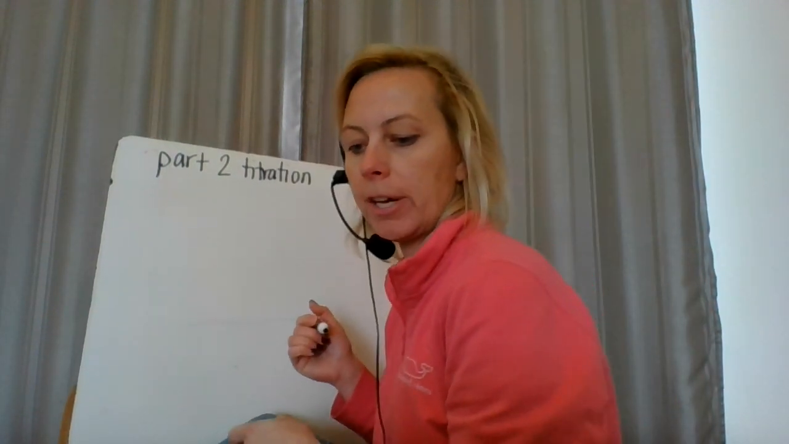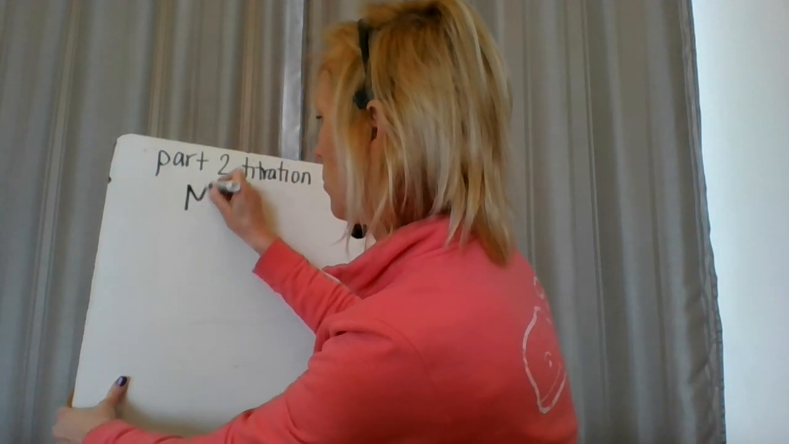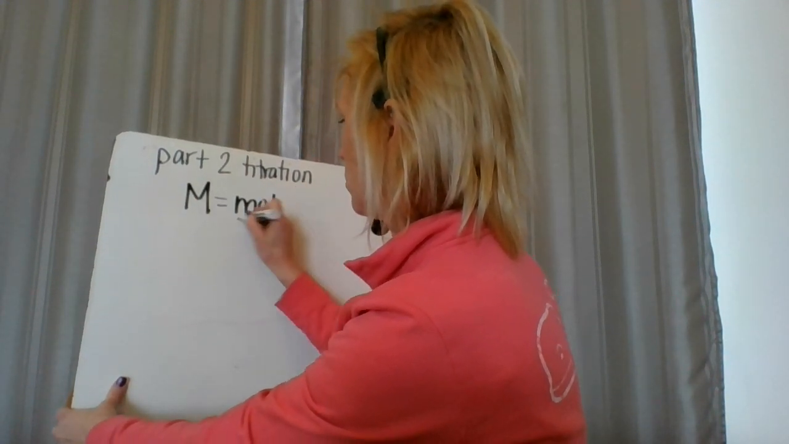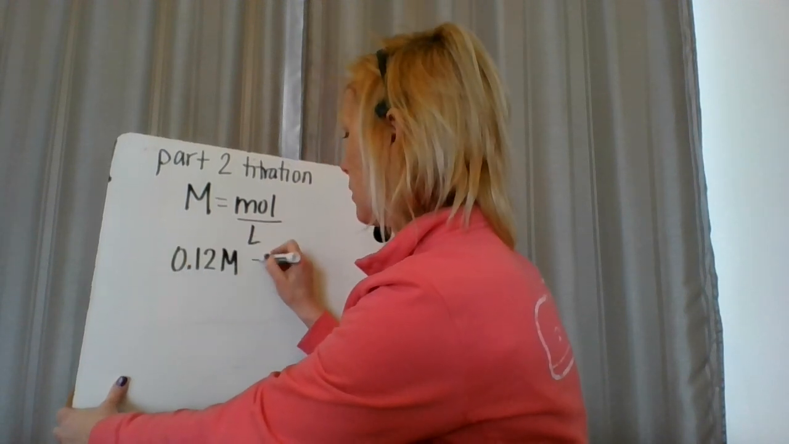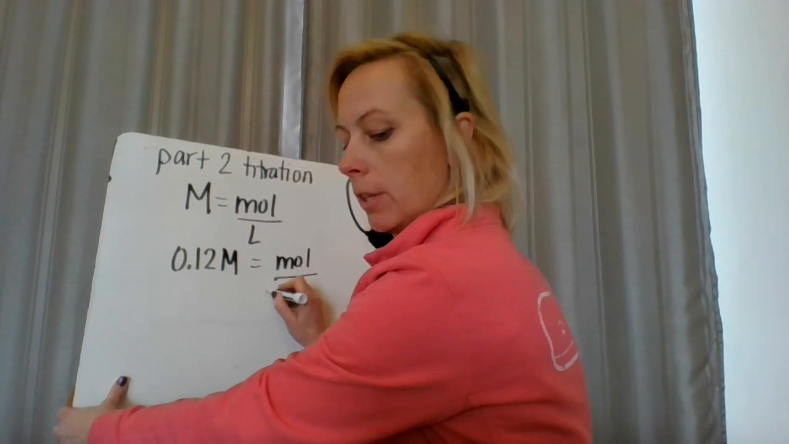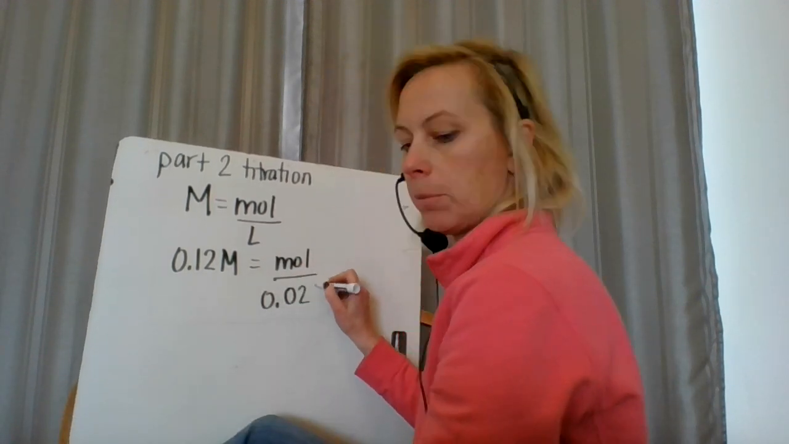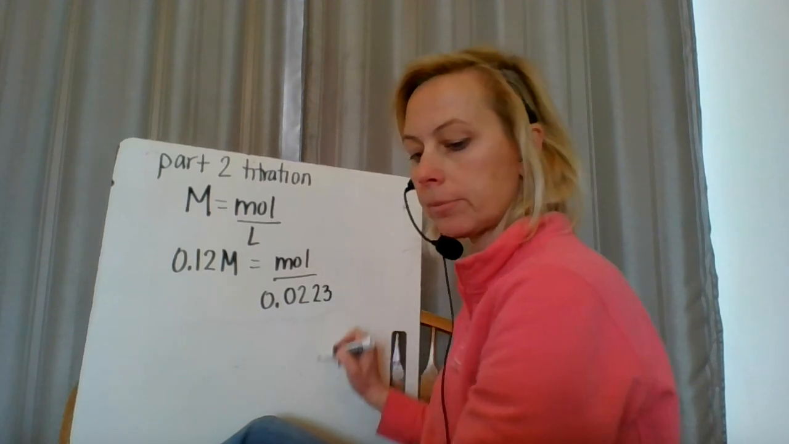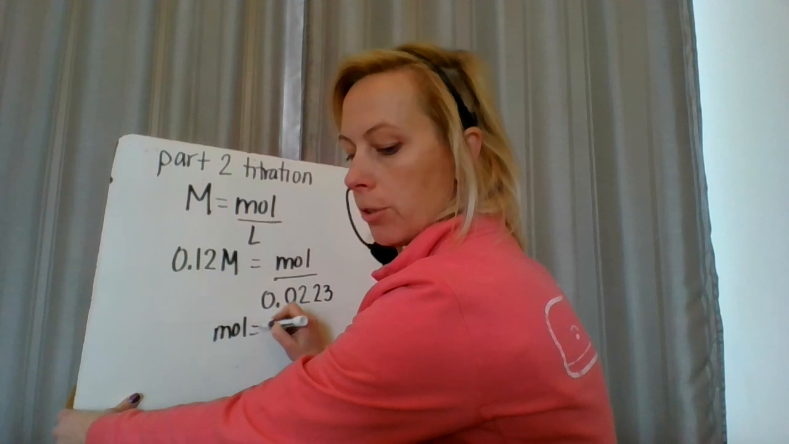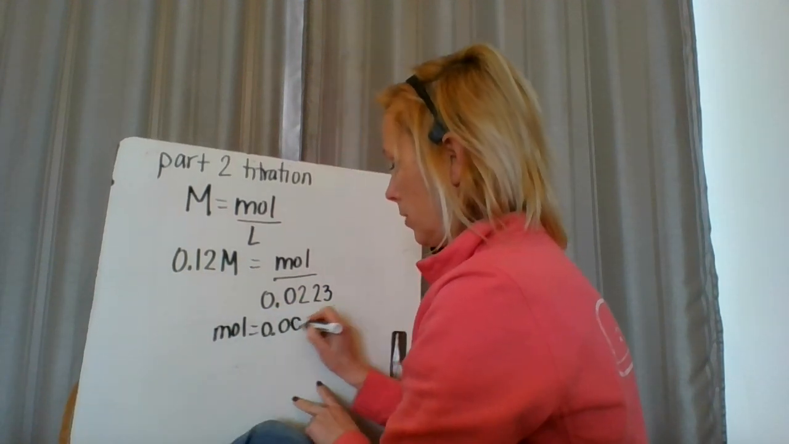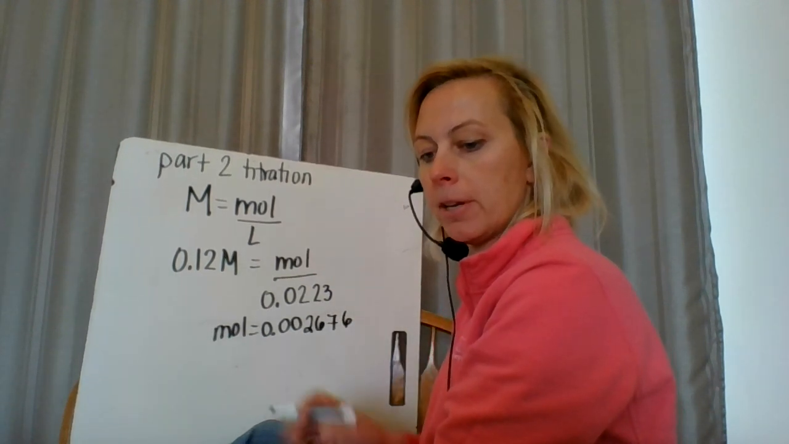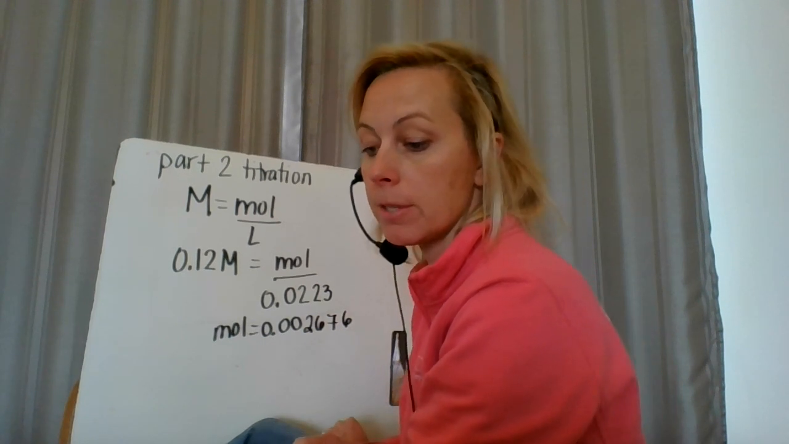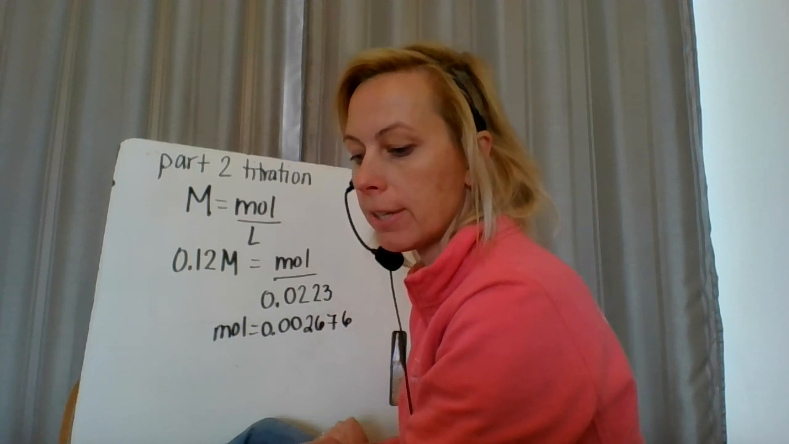So our next step says determine the moles of sodium hydroxide used to neutralize the hydrochloric sample. So we know molarity is equal to moles over liter. I have my molarity, or concentration, how you want to say it, in moles over the liter, and the volume I used was in milliliters, so I'm going to convert that to liters. And then we get the number of moles is equal to 0.002676.